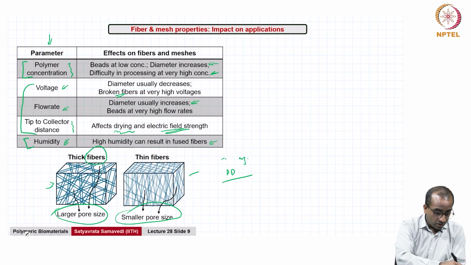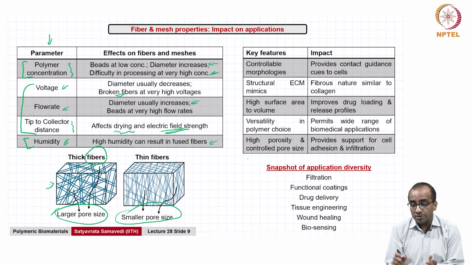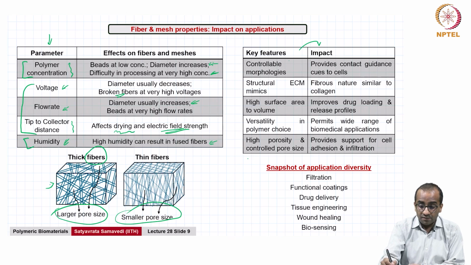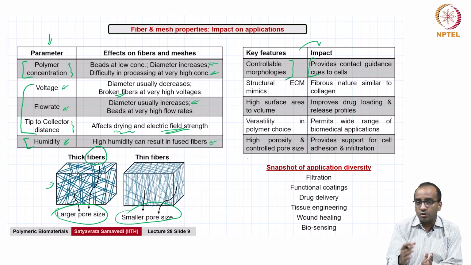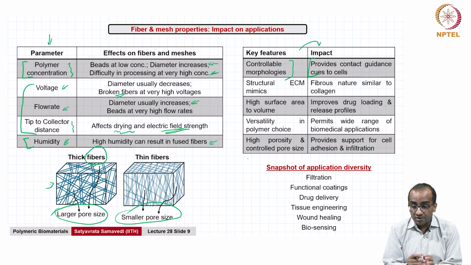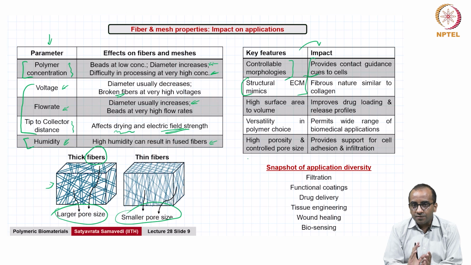So, just to drive home the point, we are seeing here key features of electrospinning and their impact on the potential application. You can get very controllable morphologies with electrospinning, which provides contact guidance cues to cells and can orient their growth, adhesion and differentiation. Because of the fibrous nature, they can also serve as architectural mimics of the extracellular matrix.